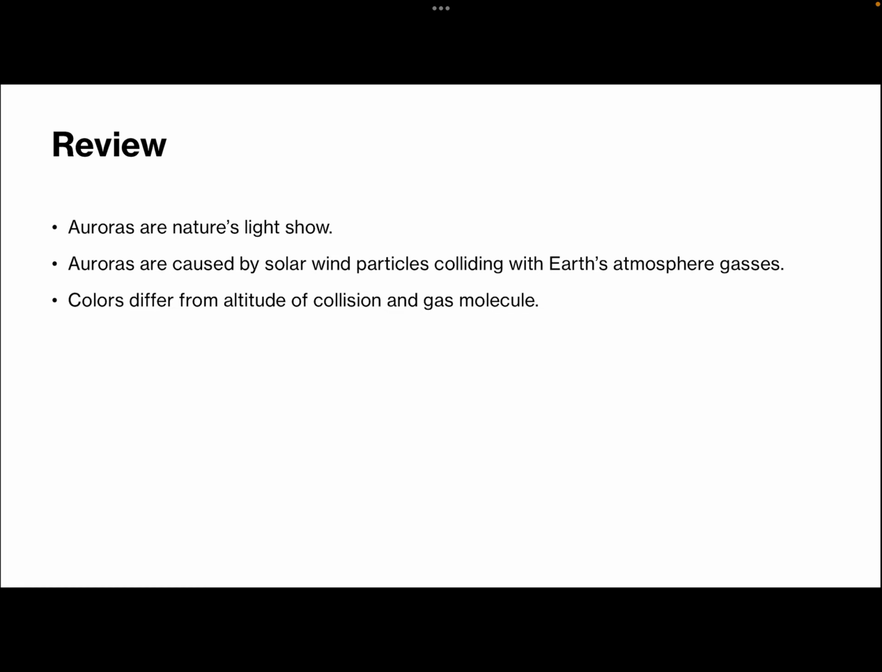And as a review, auroras are nature's light show. Auroras are caused by solar wind particles colliding with Earth's atmosphere gases, and colors differ by the altitude of collision and gas molecules.